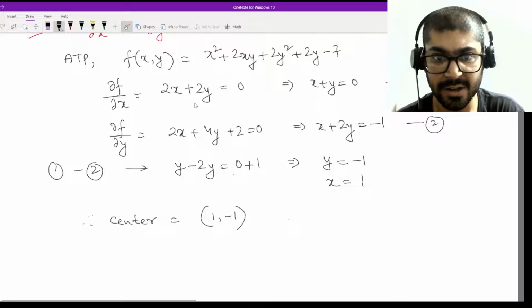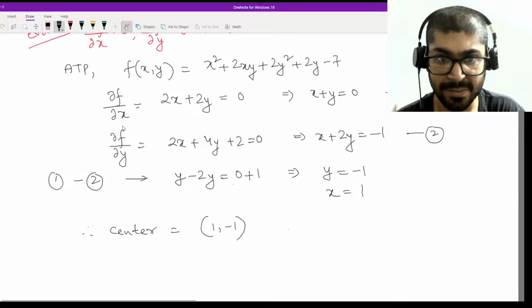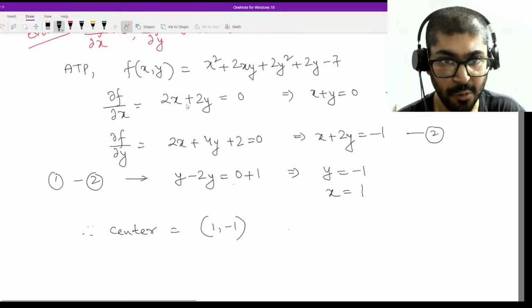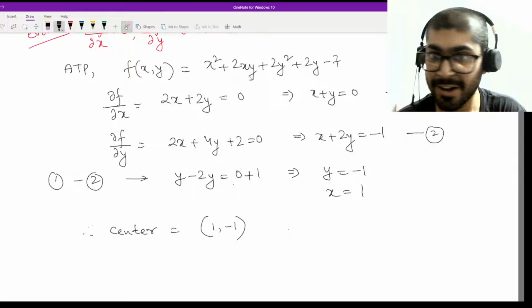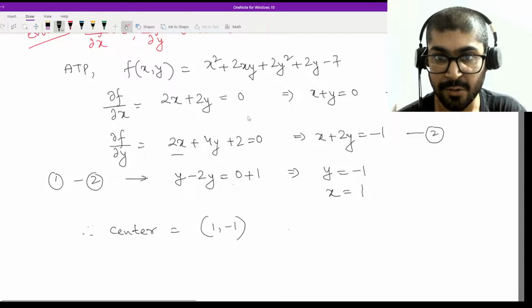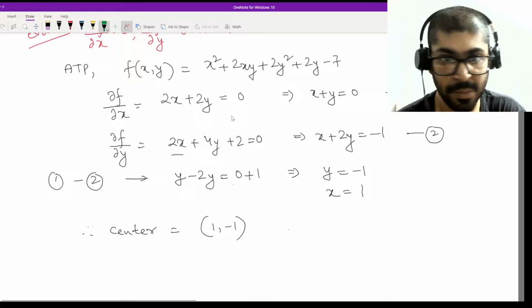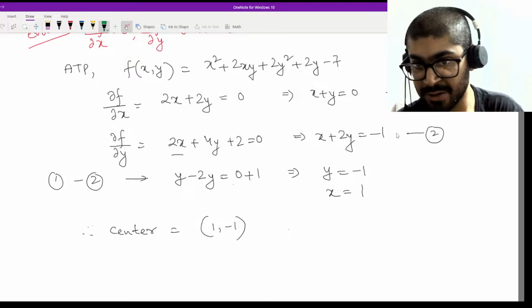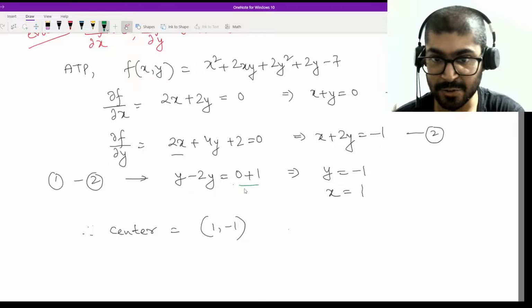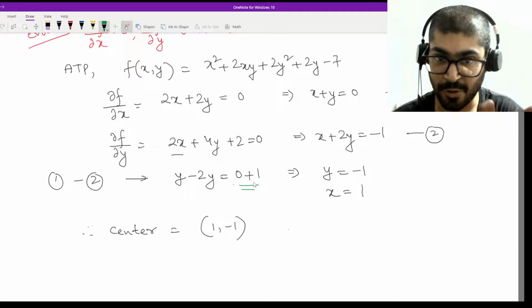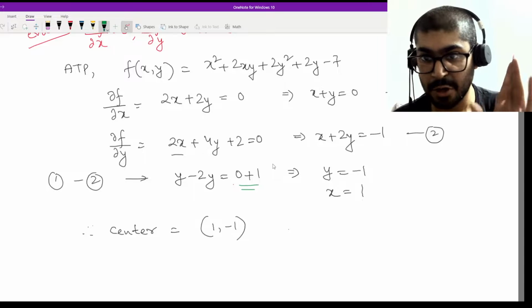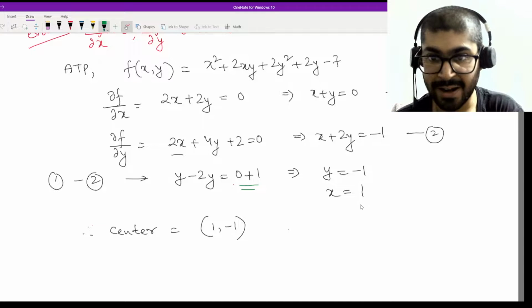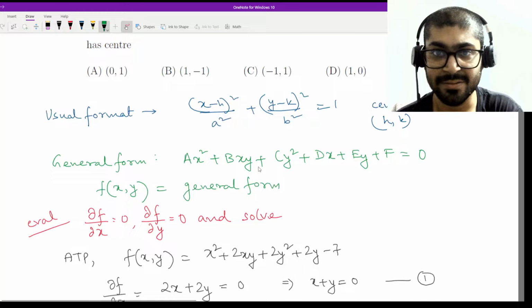Check the calculations here once. While we're partially differentiating in terms of y, x square is gone because x is constant here. The derivative of y will be 1, the coefficient will remain, you will have 2x here. For 2y square you will have the 2 in the coefficient, 4y, and then 2y will give you 2. So x plus 2y equal to minus 1. Now if you subtract this, you will have minus of minus 1 here, which will give you plus 1. You are subtracting it. So y minus 2y equal to plus 1, which means y equal to minus 1 and x equal to 1. So therefore the center will be x comma y, the center here is 1 comma minus 1, option B.